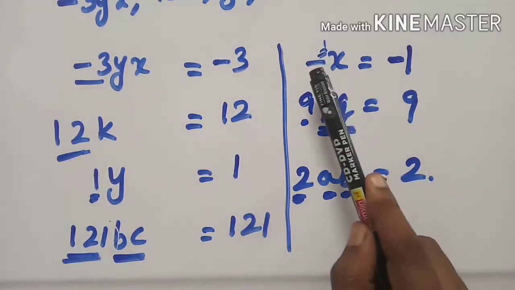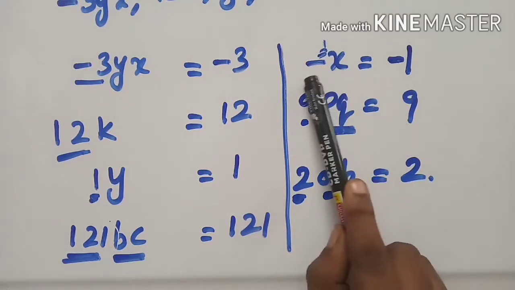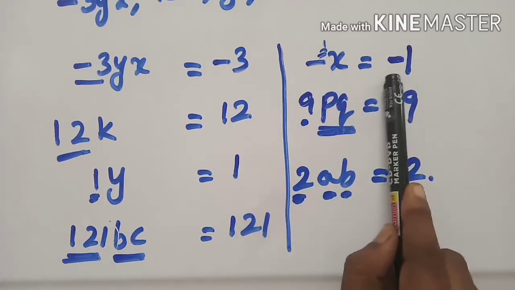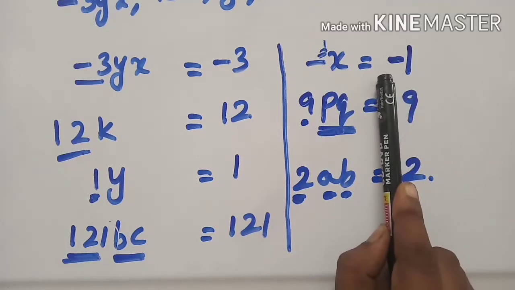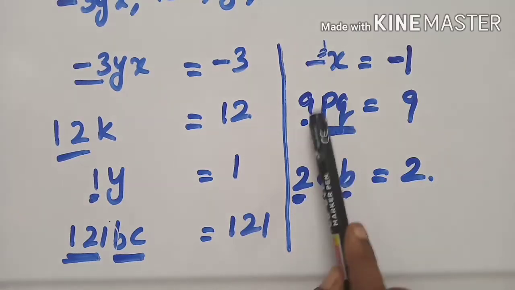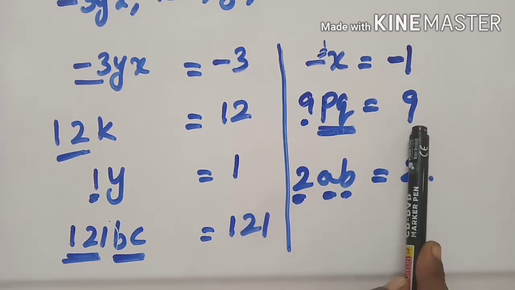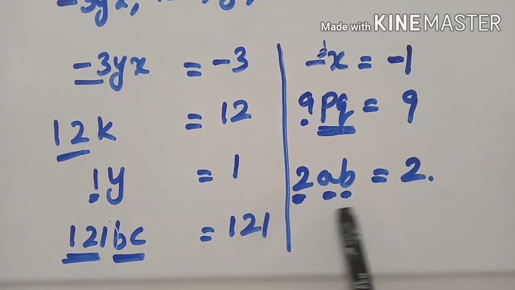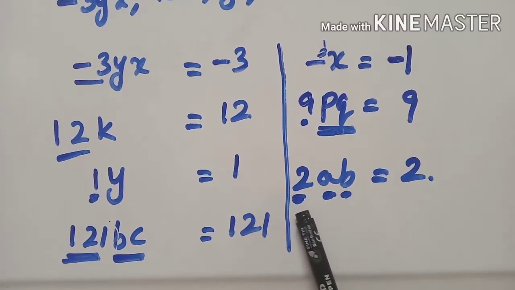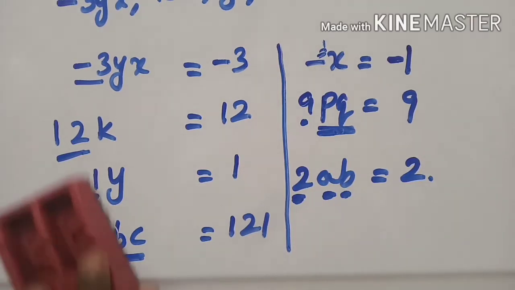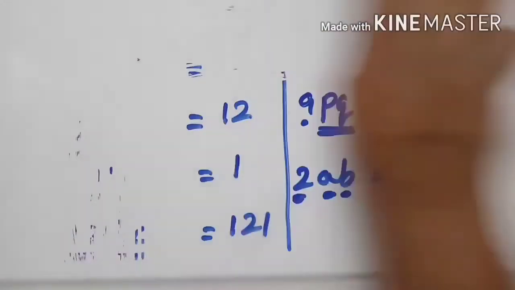Right? Next, minus x. Minus x means minus 1 into x. So the numerical coefficient is minus 1. Right? 9pq. P and q are variables. The numerical coefficient of this is 9. Right? Next, 2ab. A and b are variables. Here 2 is the numerical coefficient. Am I clear? Shall we go with the next sum? Right. Second sum.